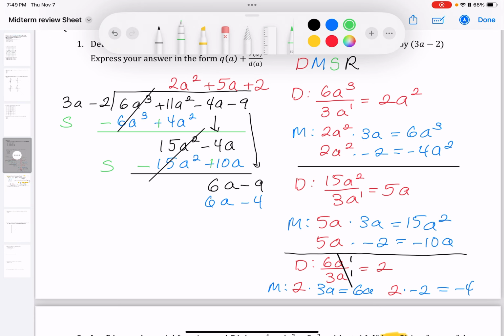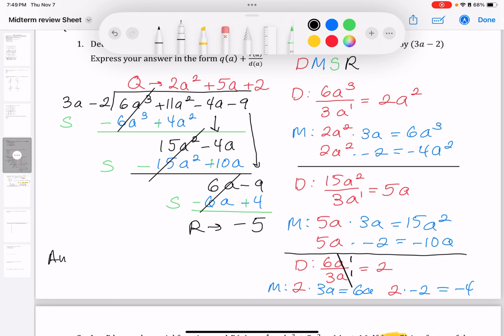And then remember, once again, we're going to subtract. So when you subtract, you're going to change the sign. So that's going to be -6a. And minus a negative is a positive. So 6a minus 6a, that cancels out. -9 plus 4, that's -5. And look what we have. We have our remainder, which is -5. We have our quotient, which is 2a squared plus 5a plus 2.